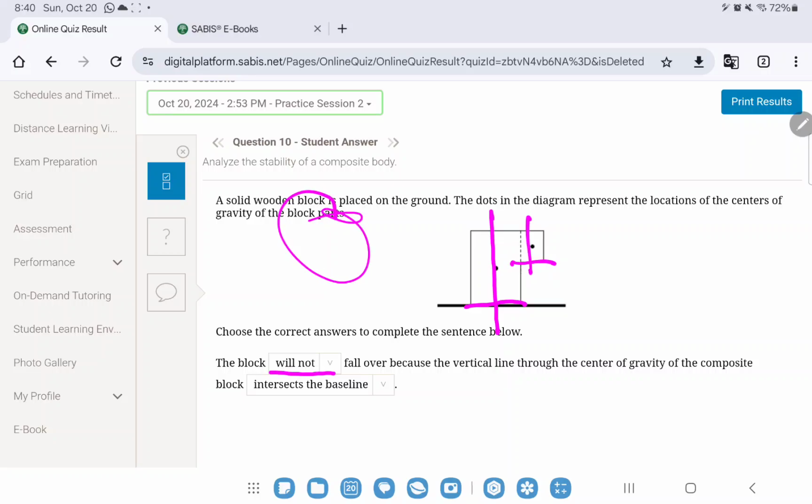But let's say you had this weird object. Well, no, let's make it more weird. And the center of gravity was here. The baseline was here, let's say. If it's like this and the vertical line doesn't pass through the baseline, it will tumble over. So that's it.